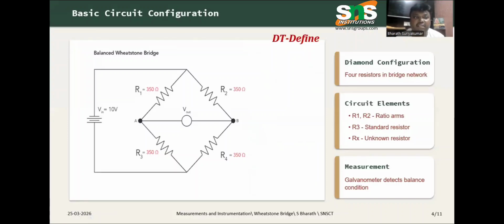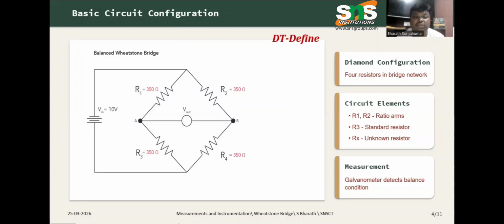Now coming to the basic circuit of a Wheatstone's bridge. It is one of the classifications of DC bridges. What is a bridge? A bridge may consist of 4 arms. Out of the 4 arms, 2 arms have known values of resistance, which are constant, 1 is a standard or variable resistance, and 1 is an unknown quantity.